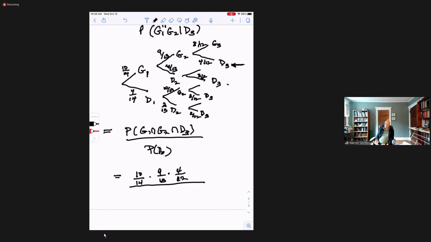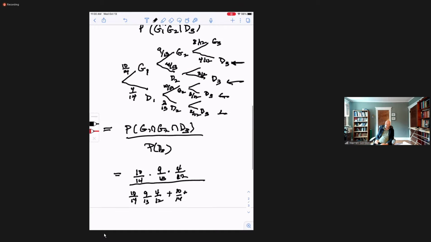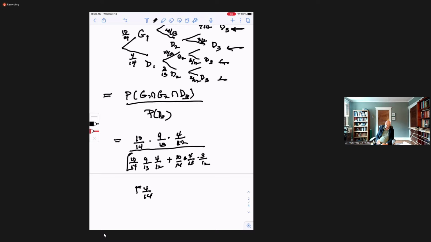Okay. So now notice I have to find all the cases where it's defective. We'll do one at a time. The first one is 10 over 14 times 9 over 13 times 4 over 12, plus this one right here, 4 out of 13 times 4 out of 13 times 3 out of 12, plus 4 out of 14 times 10 out of 13 times 3 out of 12, plus 4 out of 14 times 3 over 13 times 2 over 12.